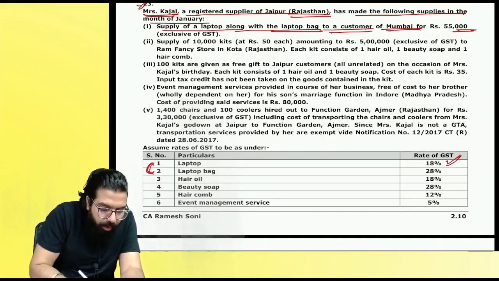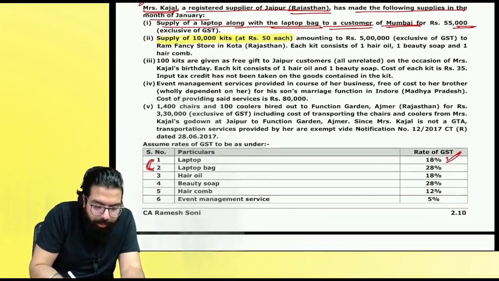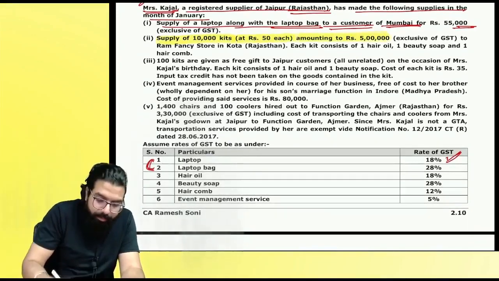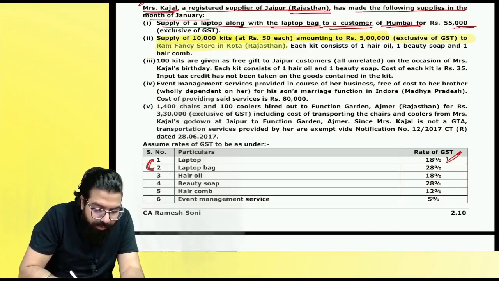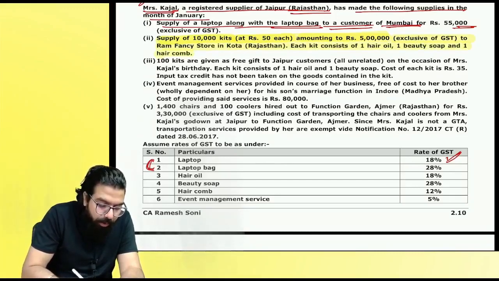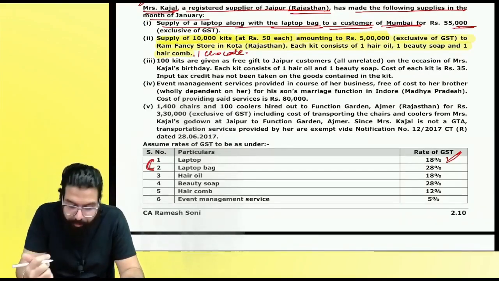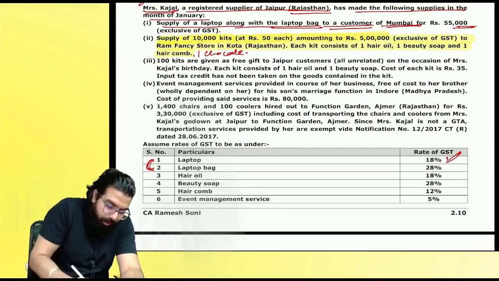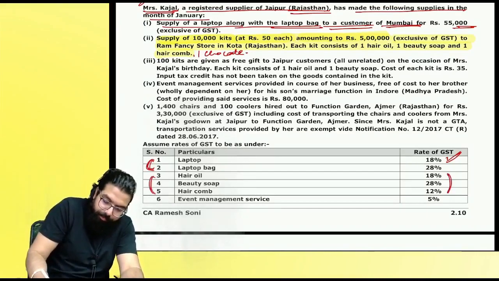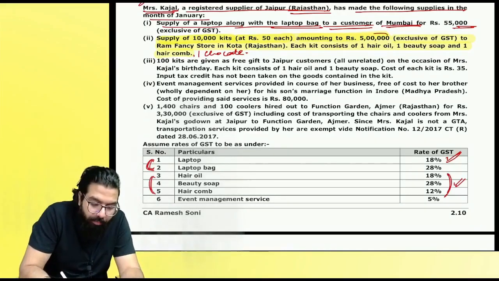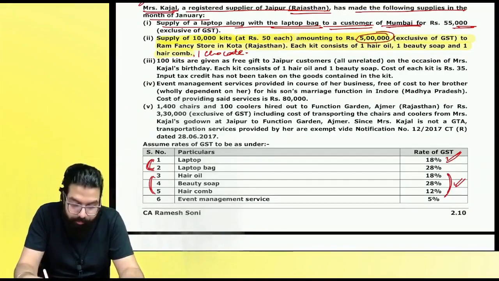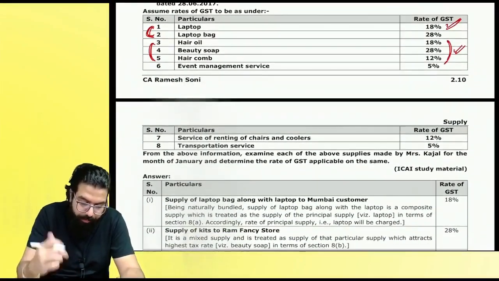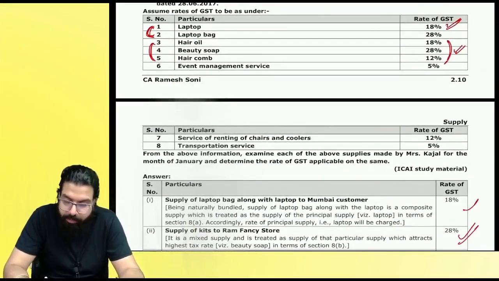Next. Supply of 10,000 kits at rupees 50 each, amounting to 5 lakh, to Ram Fancy Store. Each kit consists of one hair oil, one beauty soap, one hair comb. What will you add more? One chocolate also. What kind of supply is it, everyone? Mixed supply. Out of these three, what will the rate be? On 5 lakh, what rate will apply? See over here: the first one, the rate is 18%. The second one, the rate is 28%.